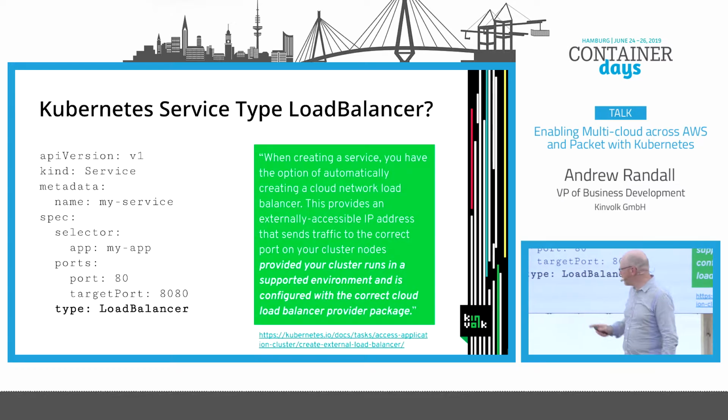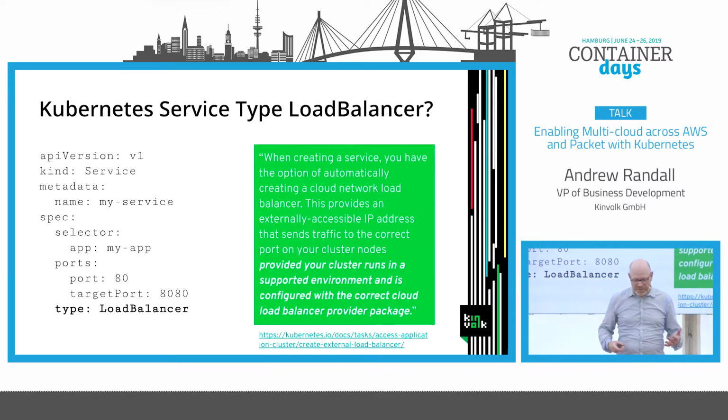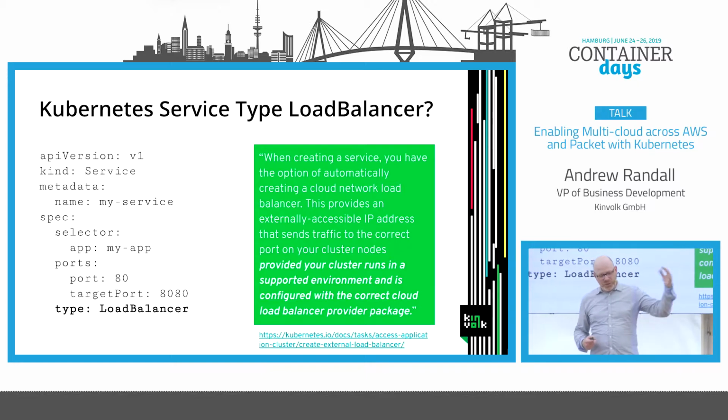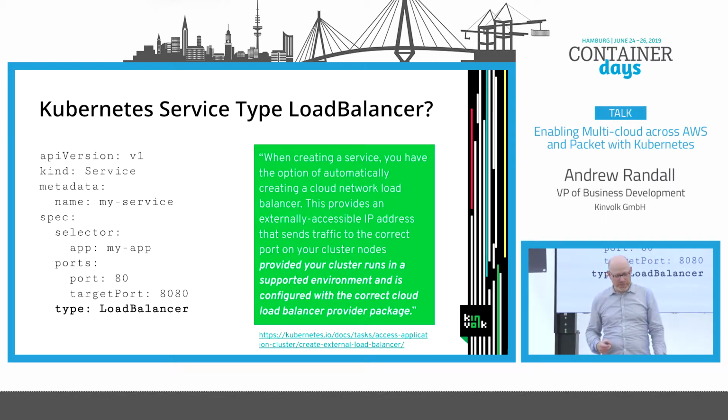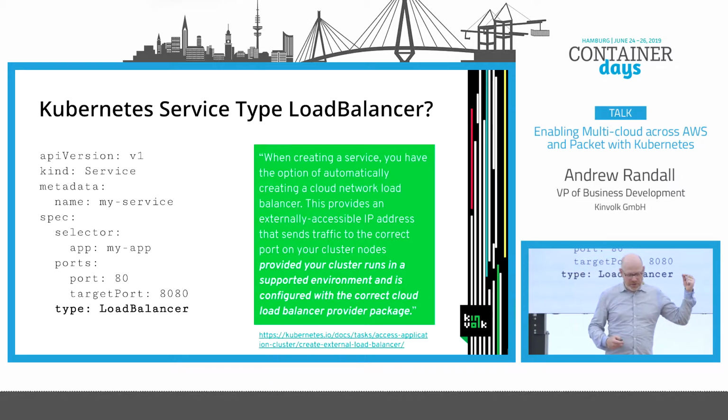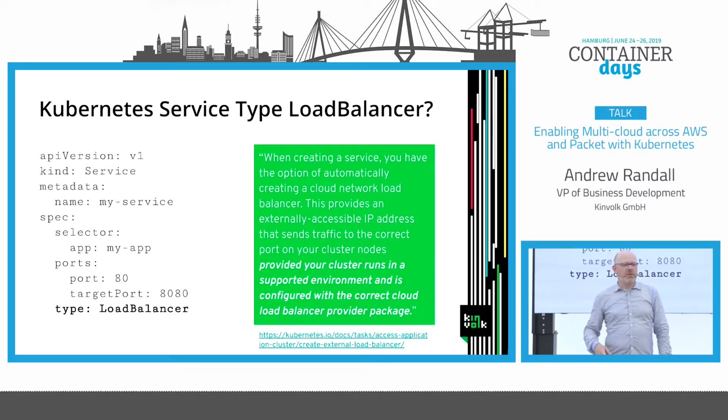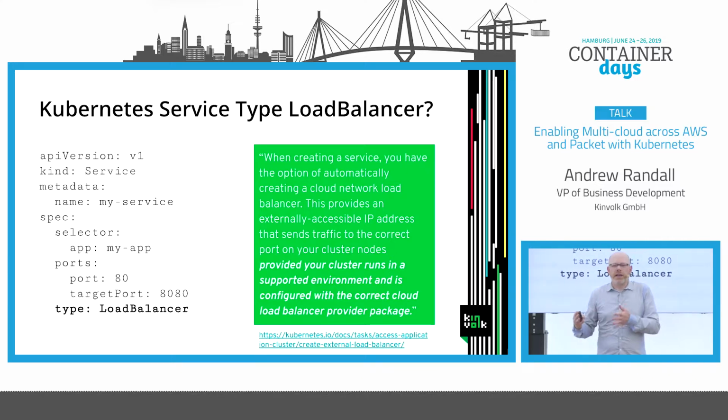And if you look in the docs, the fine print here is that this all works for providing externally accessible IP addresses into your cluster, provided your cluster runs in a supported environment and is configured with the correct cloud load balancer provider package. So this will integrate with Amazon's ELB service or some cloud load balancing service, but in Packet, there is nothing like that.